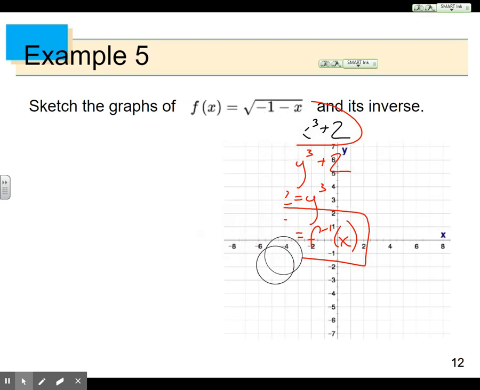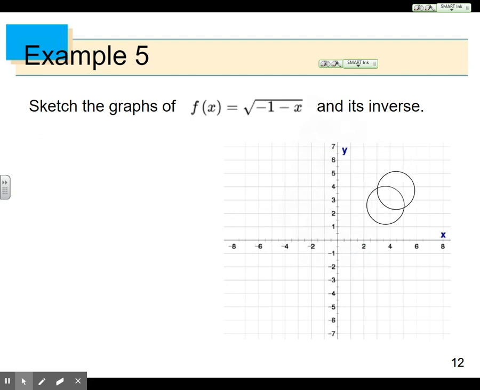All right, you hit pause. I want you to go ahead and just find the inverse of this function, and then we'll come back and we'll graph it together.